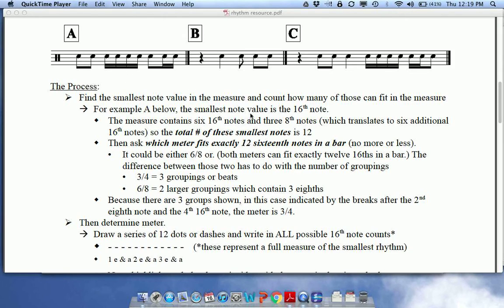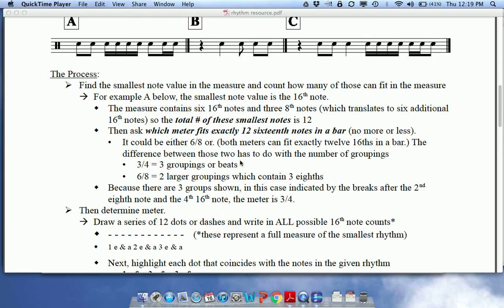So, and I've been going through this here, 6/8 or 3/4. We have 3 groups shown here. Again, that's because of the spacing in between. We can be pretty confident that this is 3/4, right? We're not talking about this measure. We're not talking about this measure. We have to reevaluate. Anytime you see a double bar, you have to basically start over.